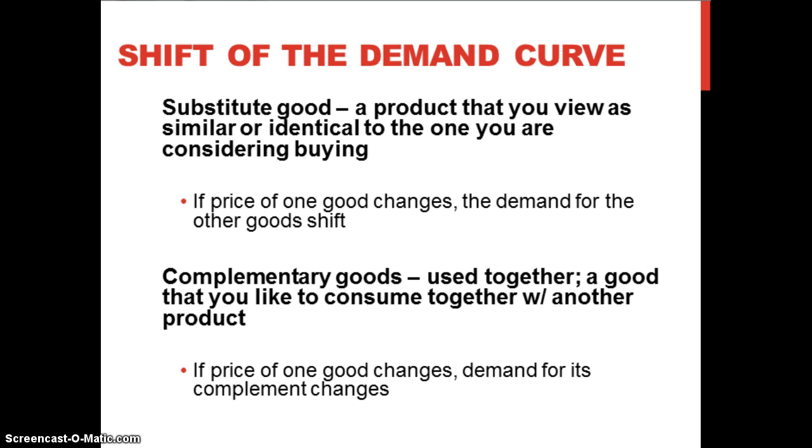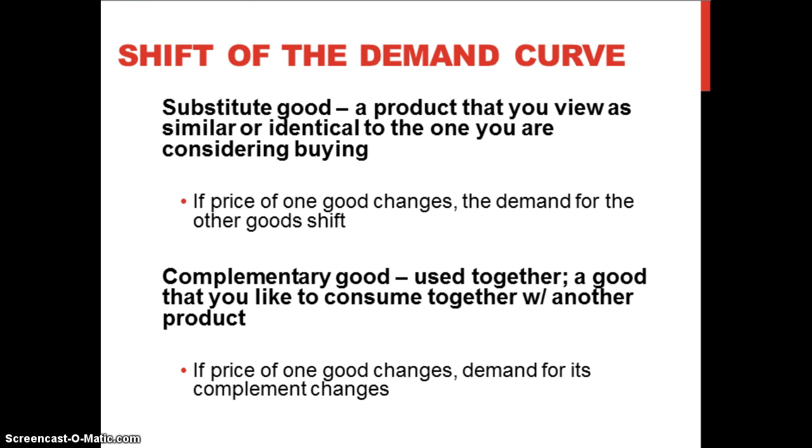The first one is substitute good, a product that you view as similar or identical to the one you are considering buying. For instance, if good A is pork, substitute good would be beef or chicken. If good A is butter, substitute good would be margarine. If good A is Coke, substitute good would be Pepsi.